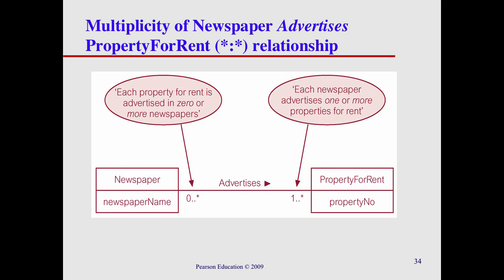Okay, here, a newspaper may advertise one or many properties for rent for us, and we may advertise a property in 0 or more newspapers. For example, if the property is leased, we're probably not advertising it right now, so it's being advertised in no newspapers. Whereas typically we only have a newspaper in our database if we're advertising in it.